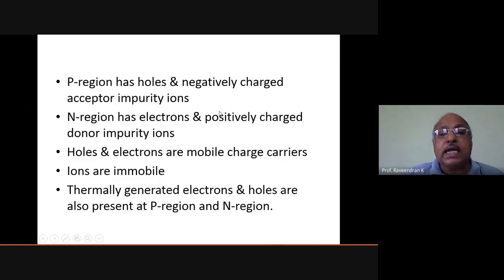Thermally generated electrons and holes are also present in the P and N regions. Thermally generated means that due to the surrounding temperature, whether it is increased or decreased, electrons and holes are present in the P region and N region.